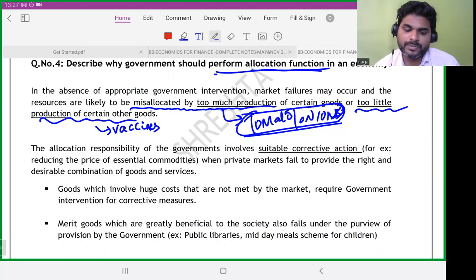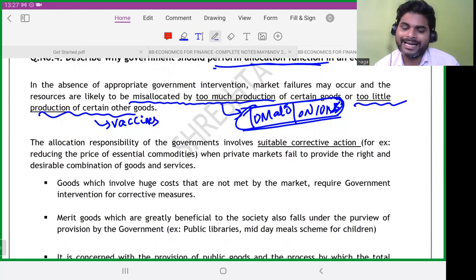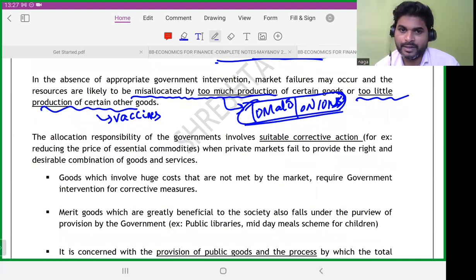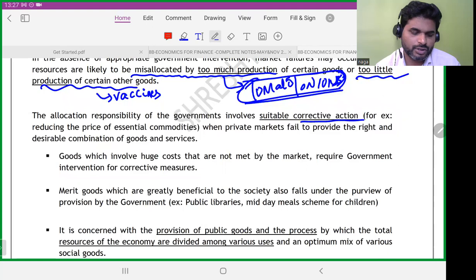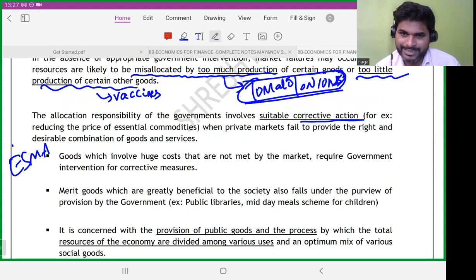The allocation responsibility of government involves suitable corrective action also. Example, reducing the price of essential commodities. As we discussed, whenever there is a huge shoot up in the price, they use the Essential Commodities Act, called the ESMA Act, Essential Commodities Management Act. They put a cap on the price at which the companies or the sellers should sell, right? When private markets fail to provide the desirable combination of goods and services. I hope it is clear.